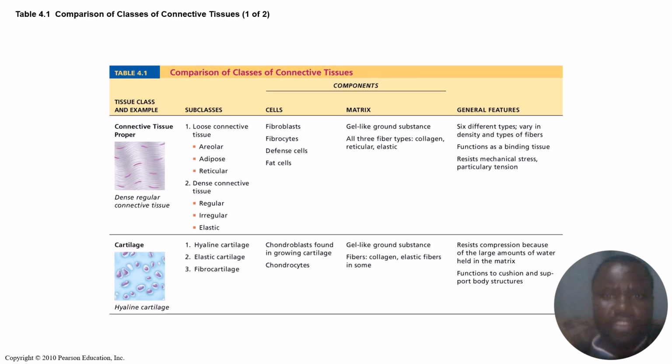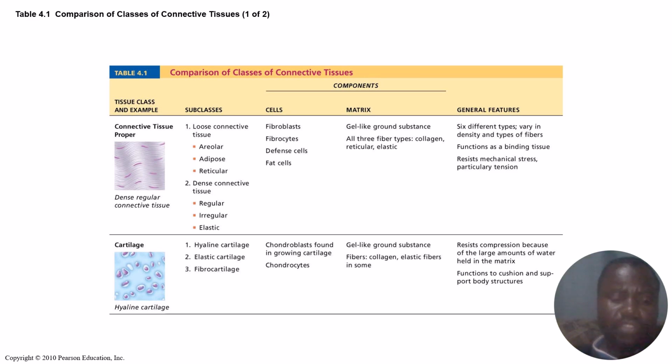In terms of classification of connective tissue, what you learn is that we classify it as connective tissue proper and the rest. Connective tissue proper is classified into two main categories: loose connective tissue and dense connective tissue. Then the others form cartilage, bone, blood, and all these things.